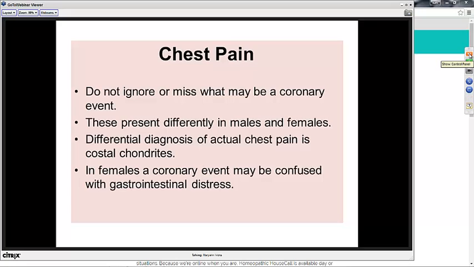And the differential diagnosis of chest pain is costochondritis. And costochondritis is an inflammation of the muscles between the ribs. And lots of people go to the hospital because they've got costochondritis and they get worked up for chest pain, and it ends up being totally musculoskeletal. And the way you differentiate that is by taking a good history.